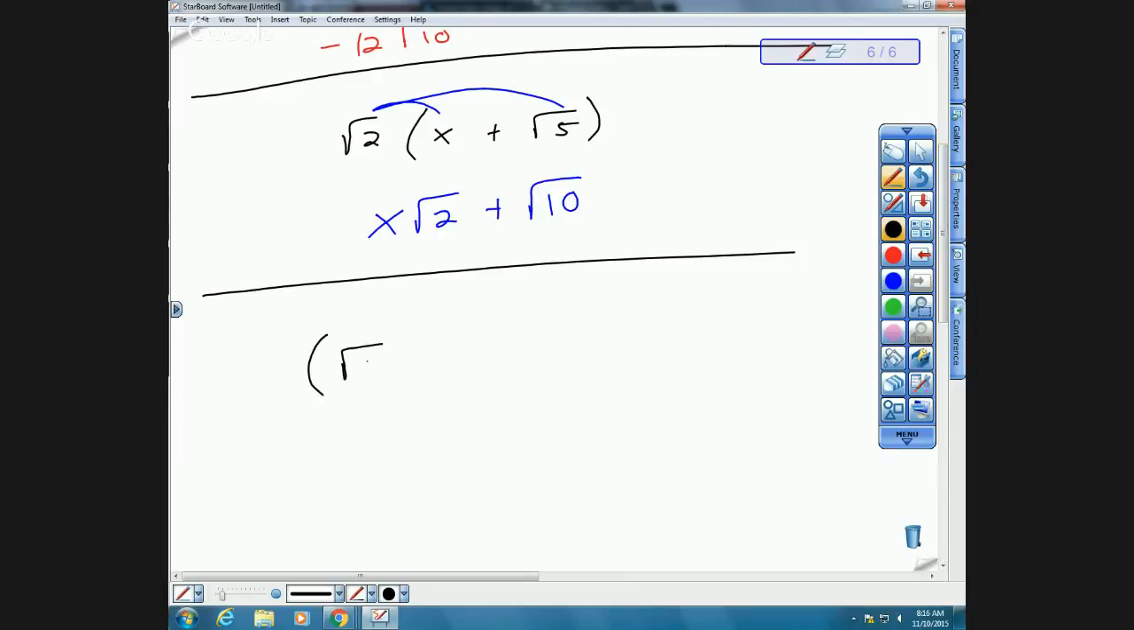Question. Yes. Why does the x go on the outside? Because x is on the outside right here. It's not underneath the square root. Oh, okay. Does that make sense? Mm-hmm.